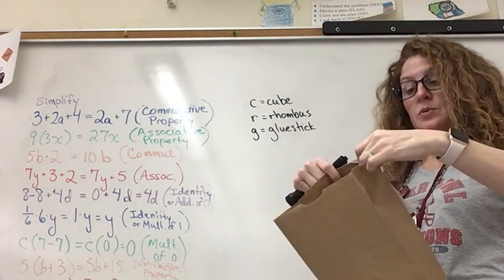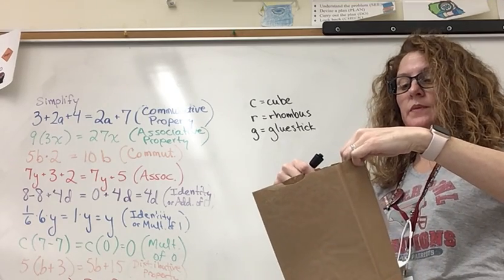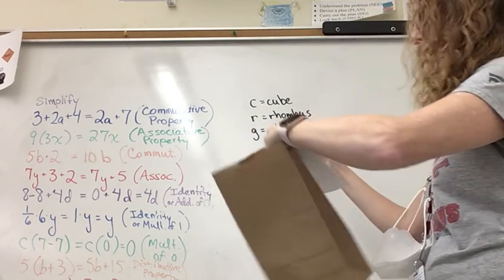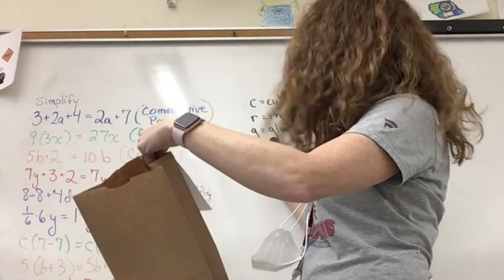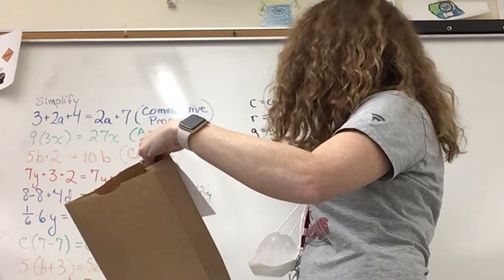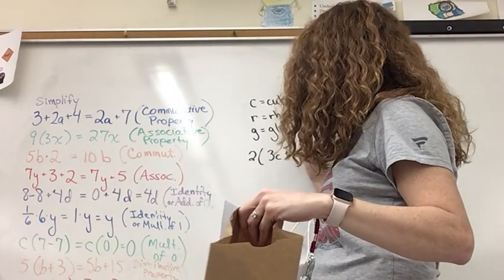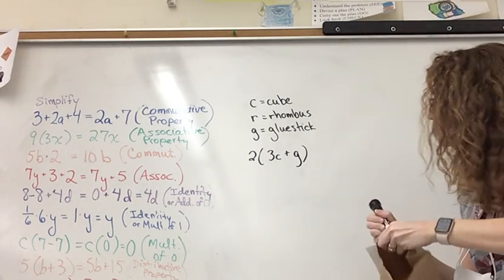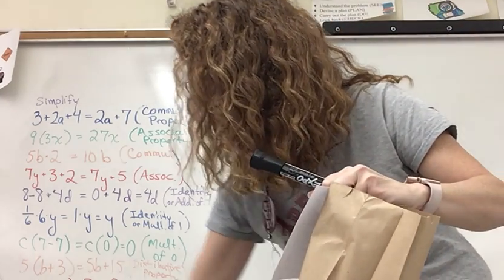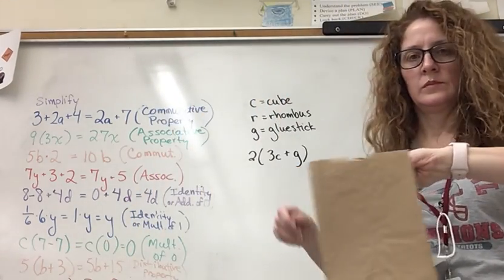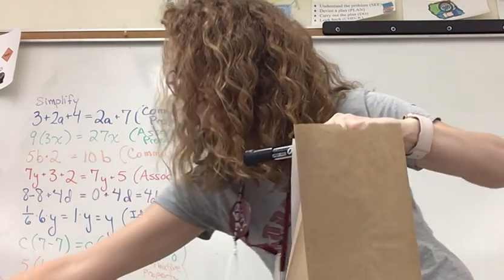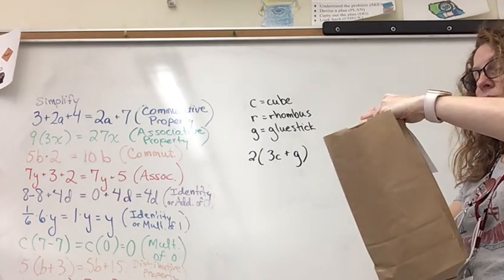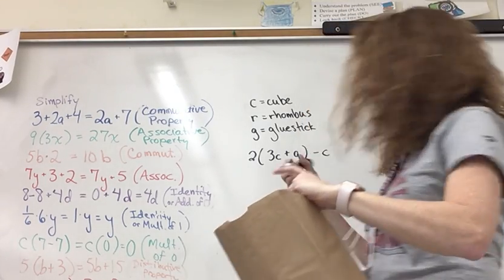I'm going to initially put in 2 groups of 3 cubes and a glue stick. 2 groups of 3 cubes and a glue stick. So 3 cubes and a glue stick. Another 3 cubes and a glue stick. I'm going to now take out a cube.